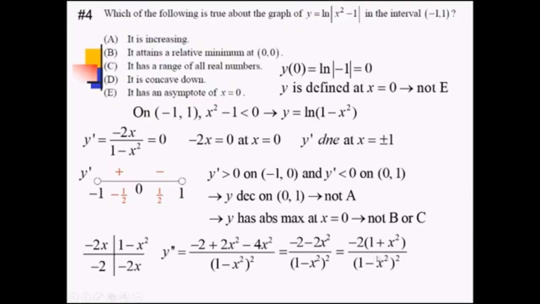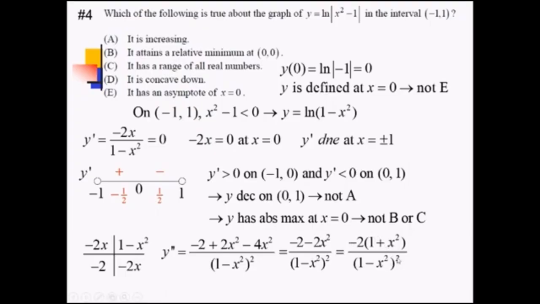Now, before you find critical values and start doing sign analysis, take a look here. I mean, negative 2 is obviously always negative because it's a constant. 1 plus x squared has to be positive. Squaring something makes it positive, and adding 1 keeps it positive. So our numerator is always going to be a negative times a positive.